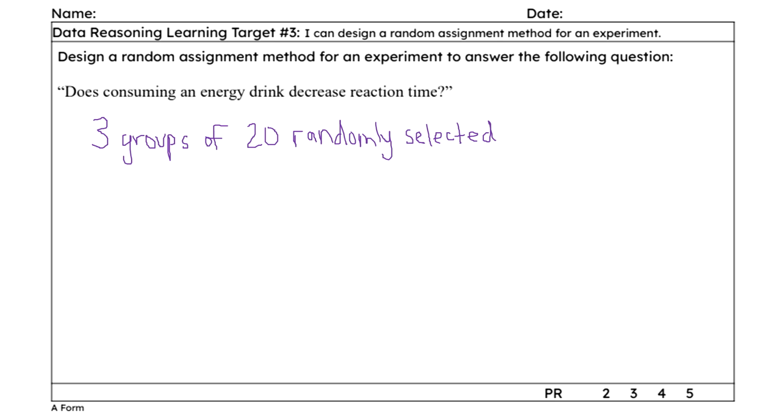So, sorry, let me say, not randomly selected, we're going to say randomly assigned. So the people who have already said, yeah, I'll do it, they are not getting to choose which group they're in. They're just being randomly assigned and they don't even know which group they're actually in. So 20 participants.